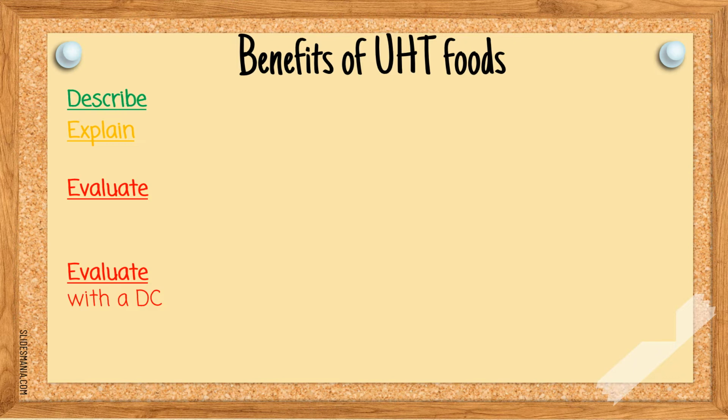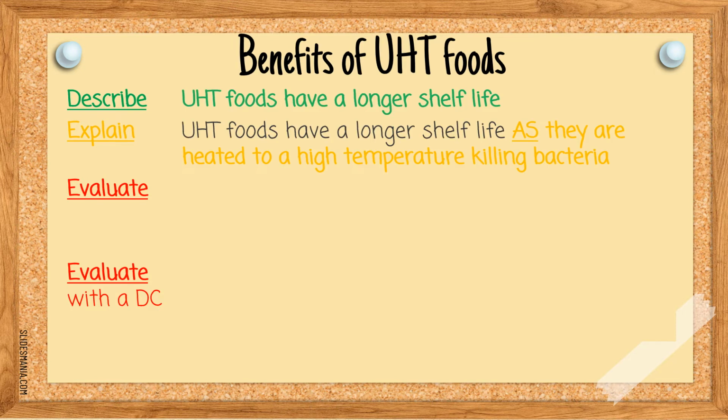So if we were asked to describe the benefits of UHT foods, we might want to say something like UHT foods have a longer shelf life. So we've written our statement, our fact, our description. If we then wanted to elevate that answer and make it into an explain answer, we'd want to give a reason why. So UHT foods have a longer shelf life as our fact or description. We've stabbed our answer, so you want to use the word so, therefore, as, or because. And we've stated as they are heated to a high temperature, killing bacteria. So we've given a reason why they have a longer shelf life.